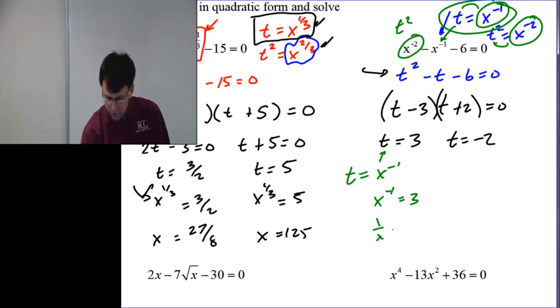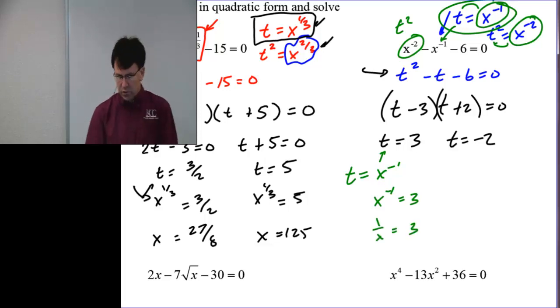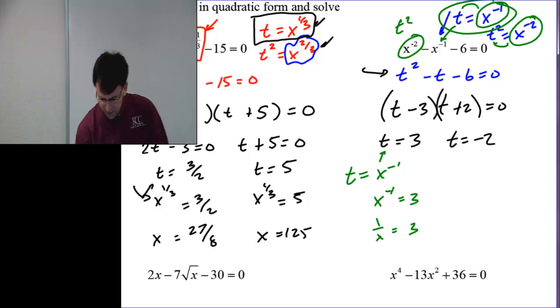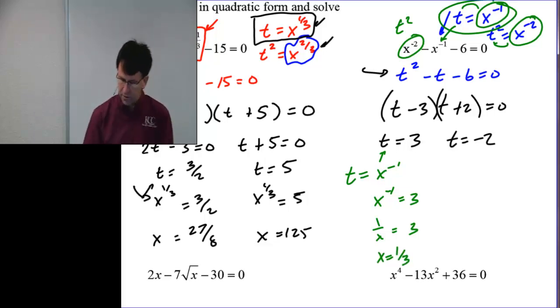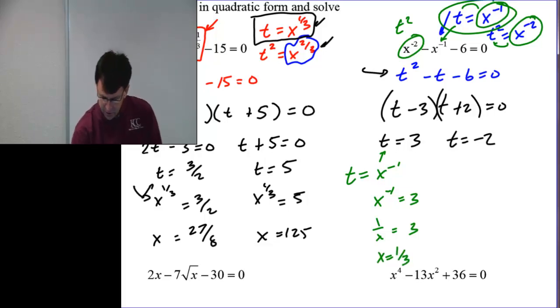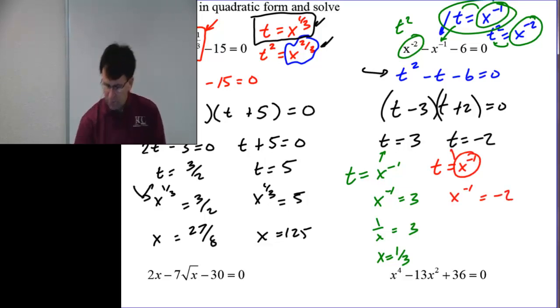Well, that's really 1 over x equals 3. So in order to solve that out, x is going to be equal to 1/3. Now, over here on the other side, again, we said from the very beginning t equals x to the -1. So when I see the t, I can substitute back in x to the -1. X to the -1 equals -2.